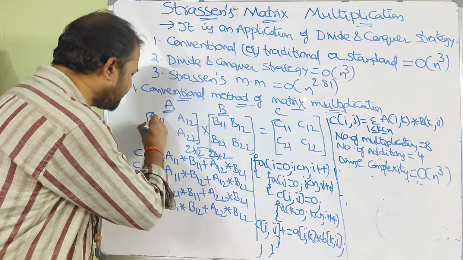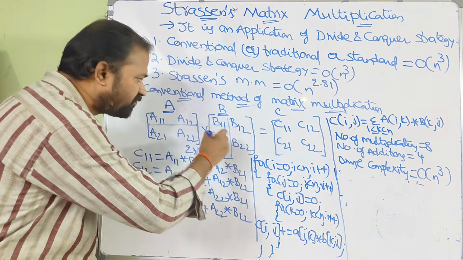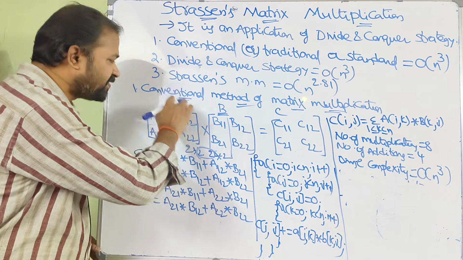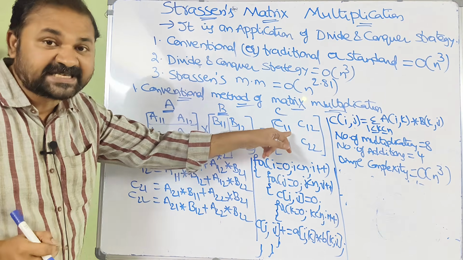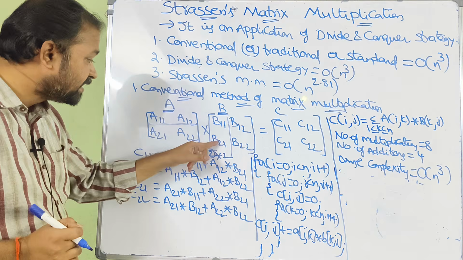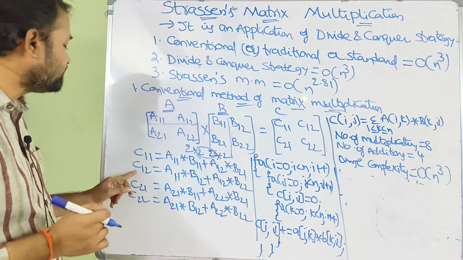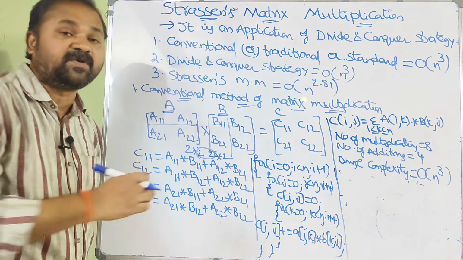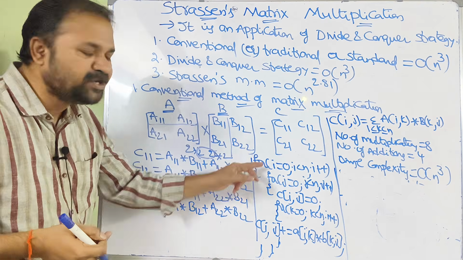We have to multiply the ith row of the first matrix with the jth column of the second matrix. First we multiply the first row of the first matrix with the first column of the second matrix. That element is C11. So C11 equals A11 into B11 plus A12 into B21. Likewise C12 is the first row of the first matrix multiplied with the second column of the second matrix, so A11 into B12 plus A12 into B22.